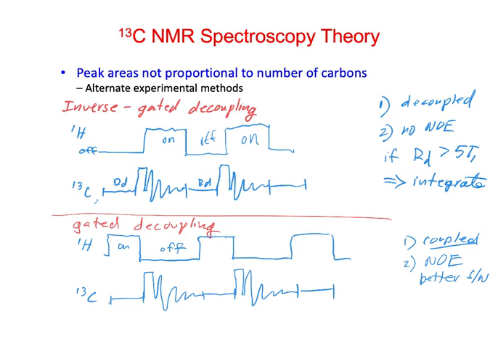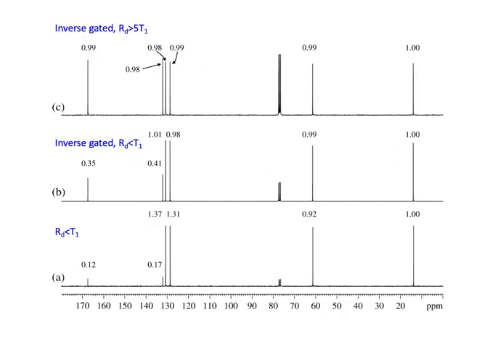All right, so let's look at some examples where this comes into play. So this is diethyl phthalate. This is like a common plasticizer. And you can get these compounds from rubber tubing and other places that can get in your samples.